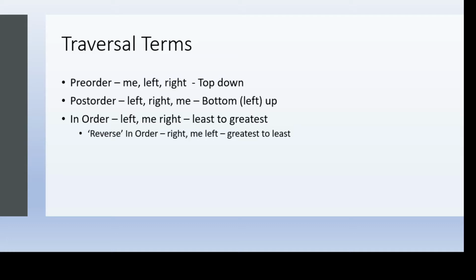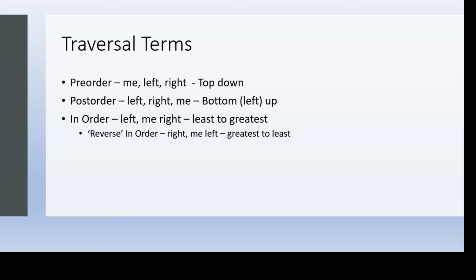Well, I can also shift that around. There's something called pre-order traversal, which is you evaluate your own self first, and then you do the left, then you do the right. Or the post-order traversal, which is you do your own self last. You go to the left, right, then me.